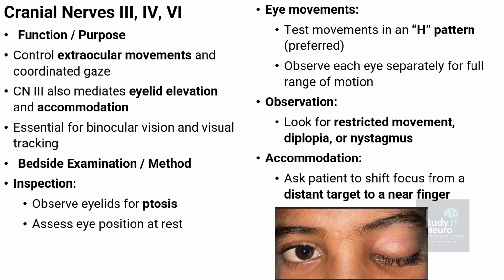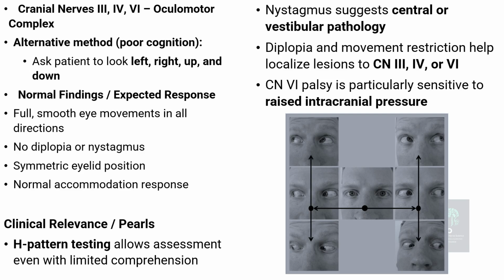If the patient has difficulty understanding instructions, a simpler approach can be used by asking them to look left, right, up, and down. In a normal examination, eye movements are full and smooth in all directions, the eyelids are symmetric, there is no diplopia or nystagmus, and accommodation is intact. Clinically, the H pattern is particularly useful because it allows reliable assessment even when comprehension is limited.